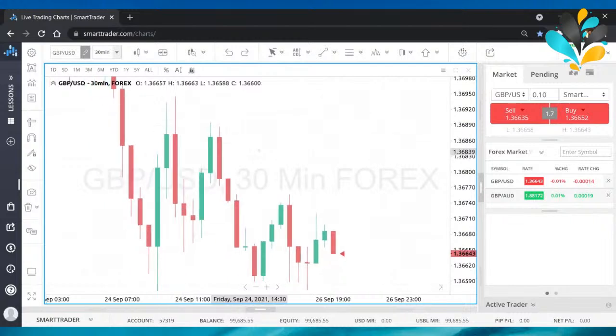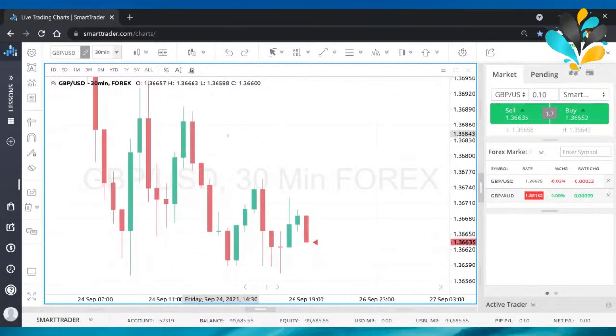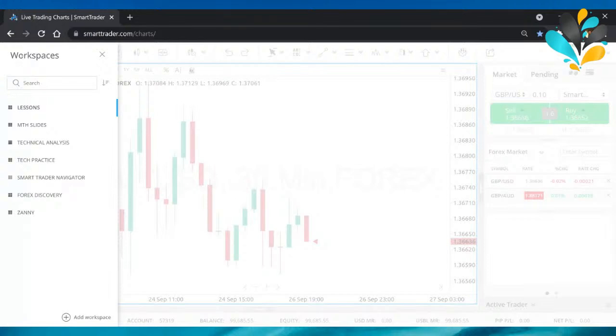So to move on from these Japanese candlesticks, the actual platform that we are using is smarttrader.com. So once again, if you have not signed up for it as yet, please do so. Inside of this platform, you are going to have access to your charts. Now, to do that, you would need to select a workspace, which is going to be on the left-hand side of your screen. So where that word lessons appears on my screen, that's actually a workspace. So you can create multiple workspaces if you'd like by selecting Add Workspace.